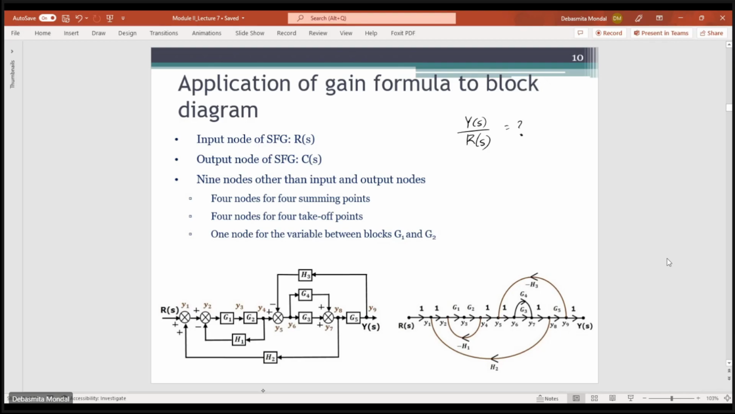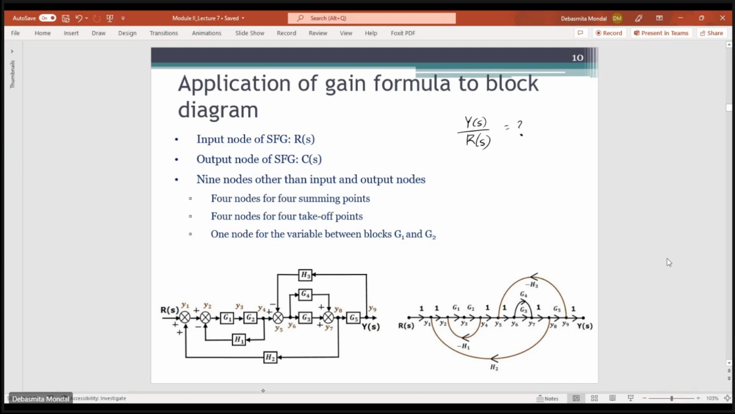Similarly, you connect H2. Here you see that H2 is going into the positive terminal. So that means this is a positive feedback loop, and this will be denoted only by a plus sign. So between Y8 and Y1, you have H2. Now this is the overall signal flow graph representation of this block diagram. Once you have found this signal flow graph, you can apply Mason's gain formula and find the overall gain of the system, which means the ratio of the output to the input.